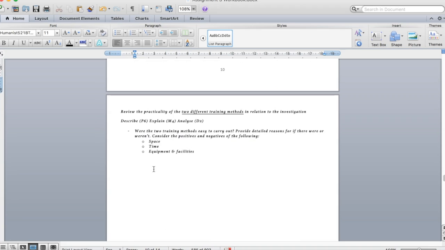This bit's pretty easy. All you're going to look at is were the two training methods easy to carry out, and just explain if they were why, and analyse why they might be.